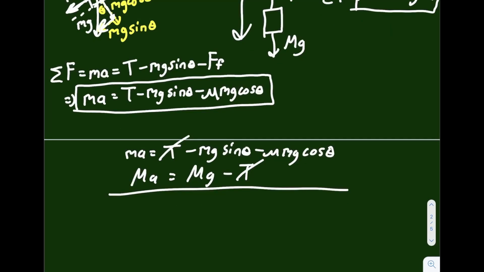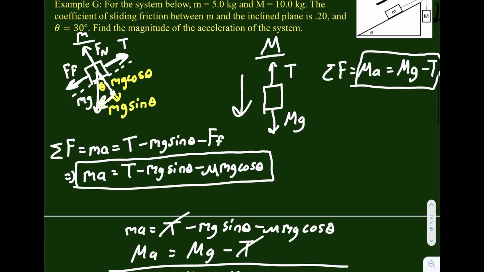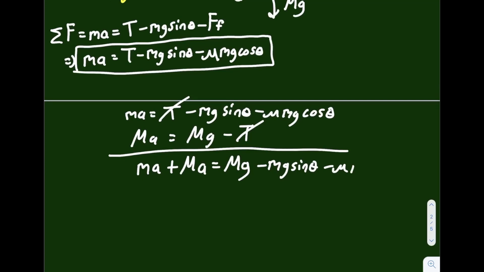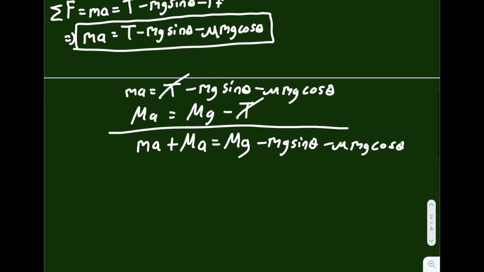Okay, so on the left I have ma plus ma, they're different m's. And then on the right I have mg, which is the positive force, that's dragging the pulley system down over here. And the two negative forces, which are the weight of the small block acting down the incline, and then force of friction on the smaller block. Okay. Then if I factor out a and divide, here's what I get.